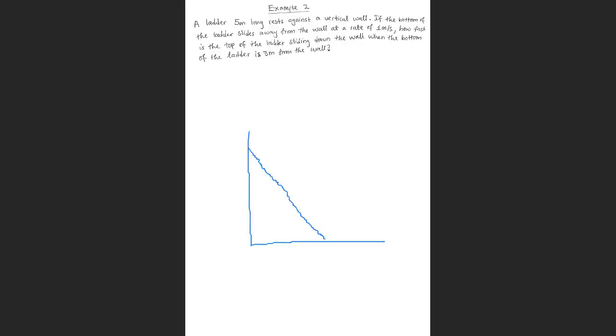So you know what this distance is. It's 5 meters. Let's continue reading. They say, if the bottom of the ladder slides away from the wall at the rate of 1 meter per second. So now the first thing you notice is, this is the bottom. The bottom is down here. They say it slides away from the wall, so it's going in that direction.